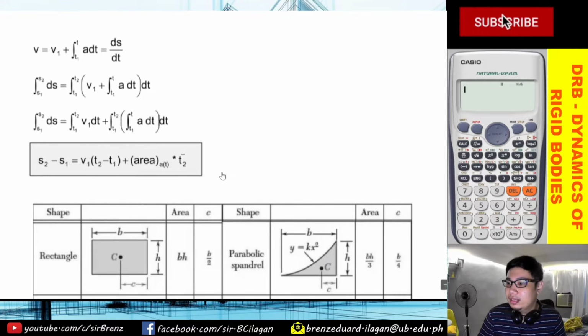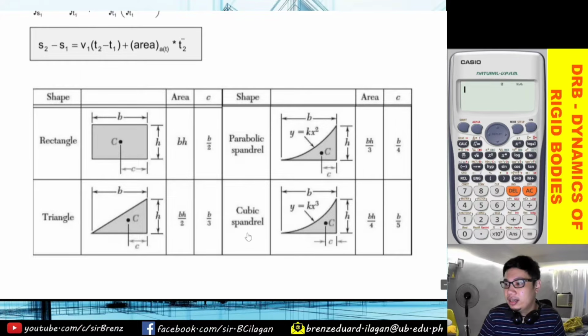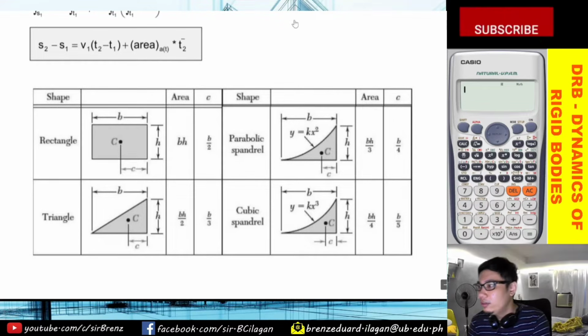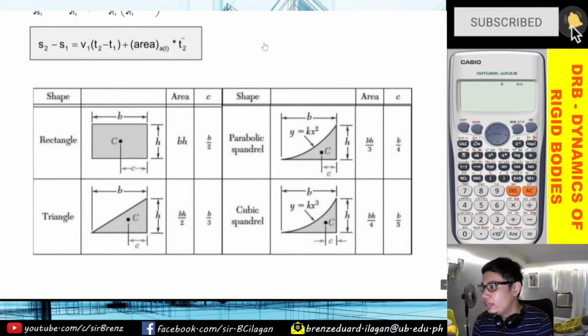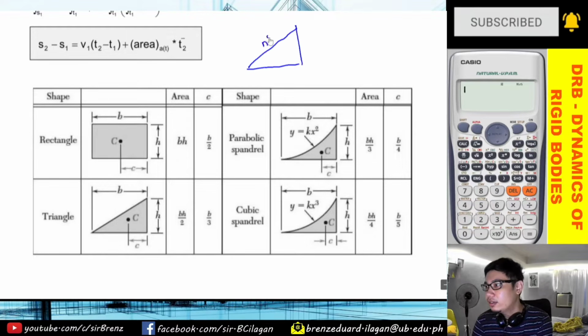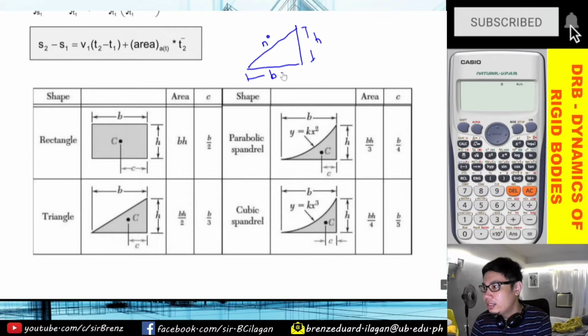Okay? And then ito rin yung isinama rin dito yung mga general equation for the area of a rectangle, triangle, parabolic spandrel, and cubic spandrel. Pero guys, di ba may tinuro rin naman ako sa inyo before yung general equation for a nth degree curve. So ganun na lang ulit. Knowing na ito, i-let mo to as your n or yung degree ng curve mo. Ano bang ginawa niya dito? So ito yung h mo. And then ito yung base. And then yung c, yung centroid. So i-let natin to as c na lang din.